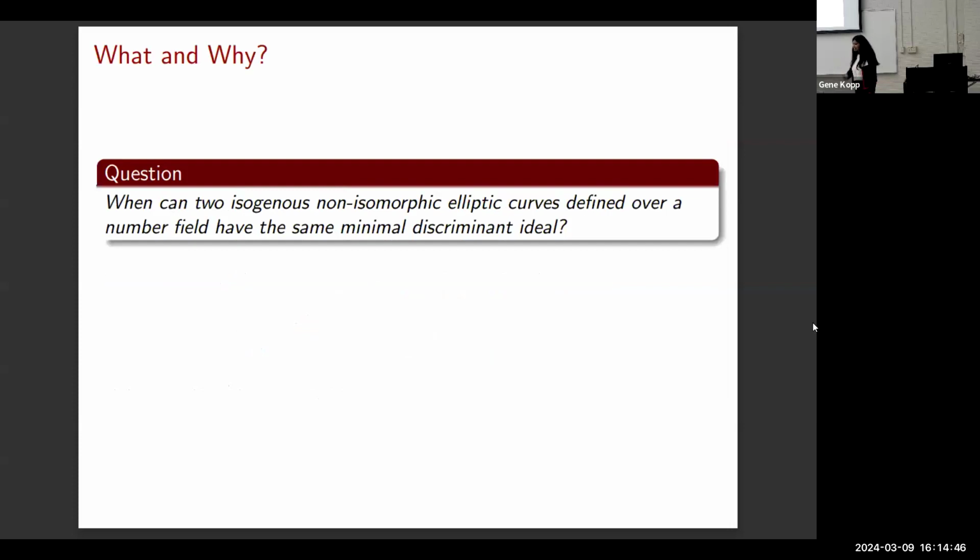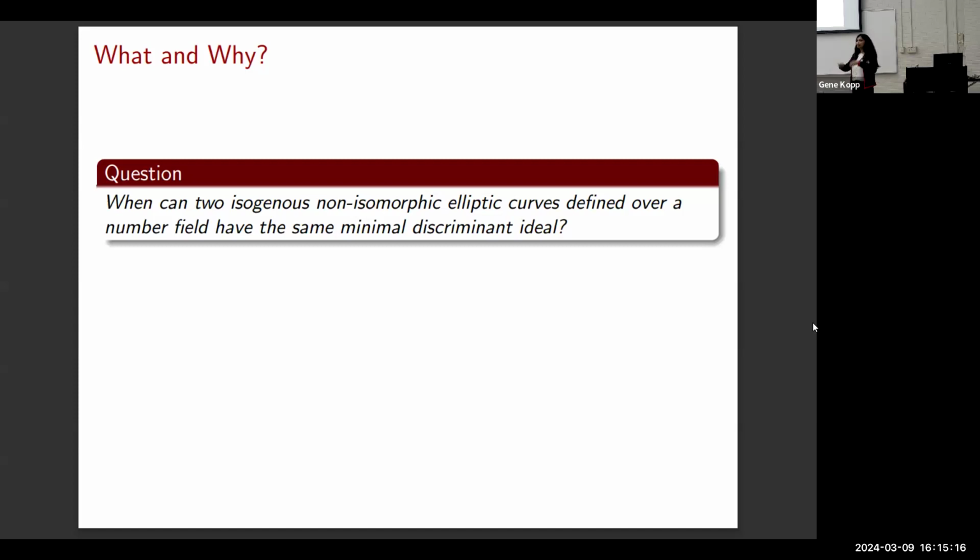Okay, now let's come to the question of what we are studying. I already mentioned we are going to classify the discriminant ideal twins, but we are specifically doing it for isogenous elliptic curves. So you want to ask this question: if you start with two isogenous elliptic curves, with a particular isogeny degree, and they are non-isomorphic, what happens when they have the same minimal discriminant ideal?